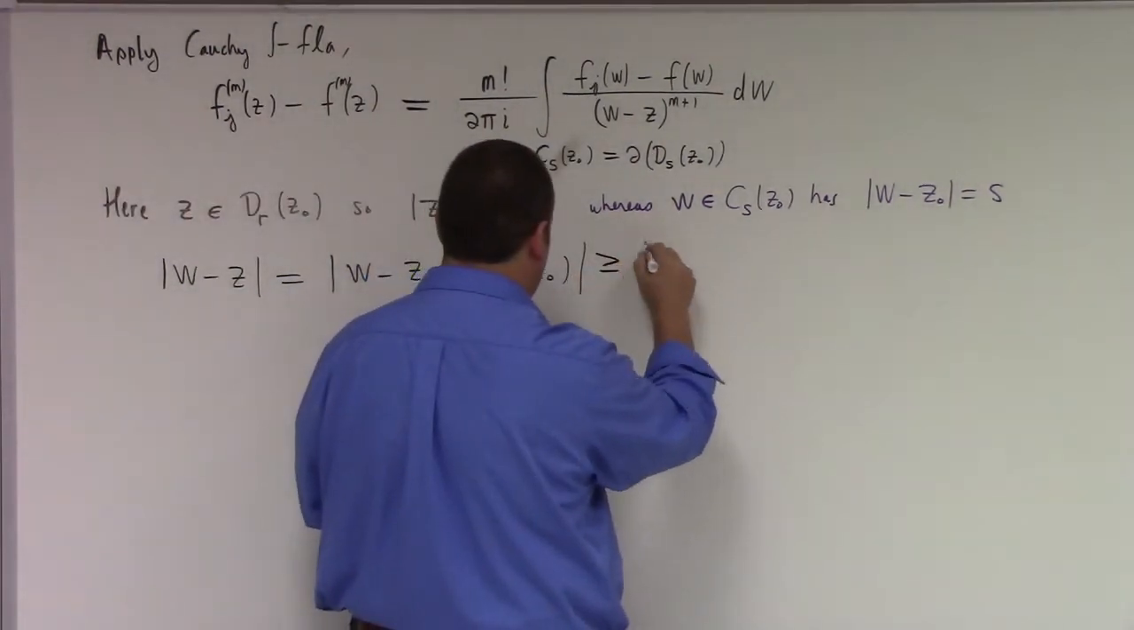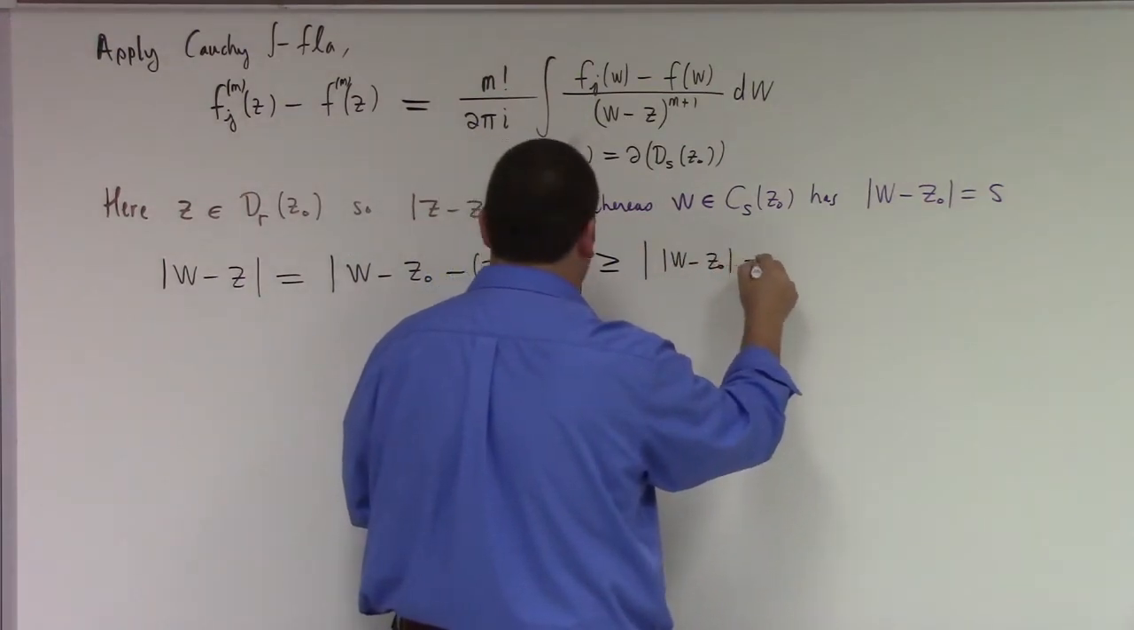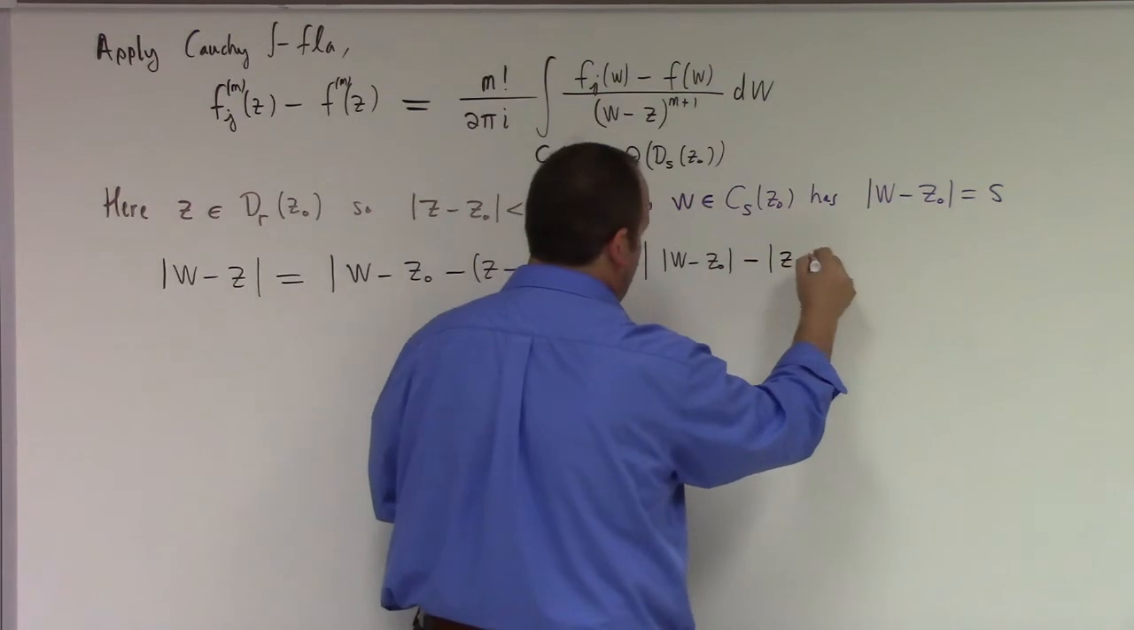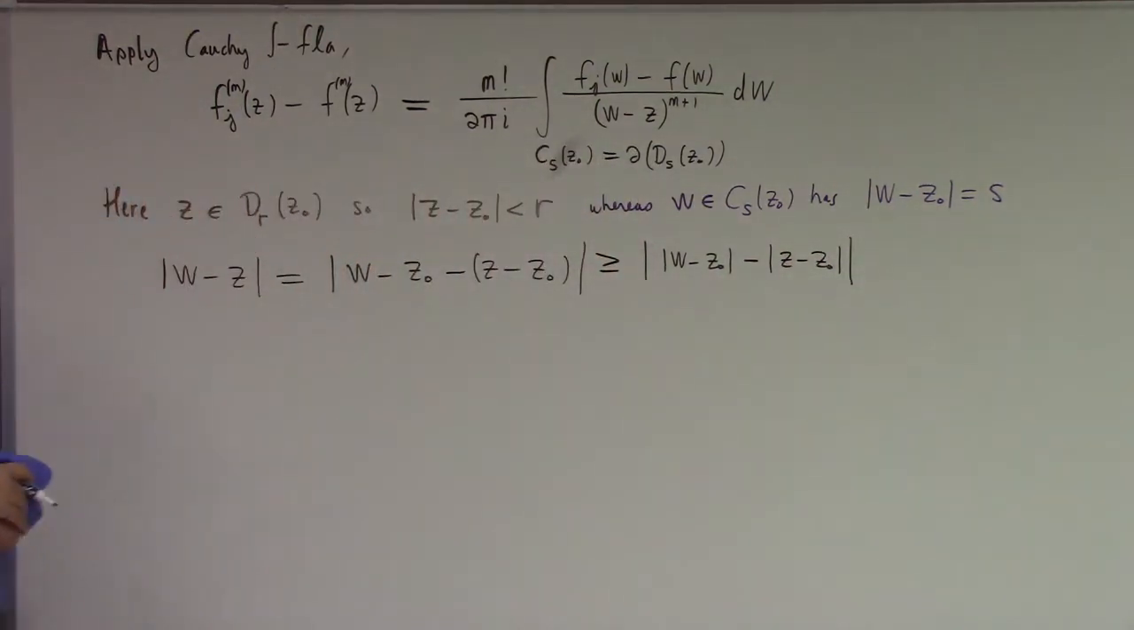And the reason is then I can do that. This is greater than or equal to the modulus of w minus z naught minus the modulus of z minus z naught, right? Because the modulus of the difference of two complex numbers is greater than or equal to the difference of the moduli of those complex numbers. This is something you should try to hardwire into your brain for the sake of analysis. This is kind of a close cousin to the triangle inequality, but the inequality goes the other way, right?